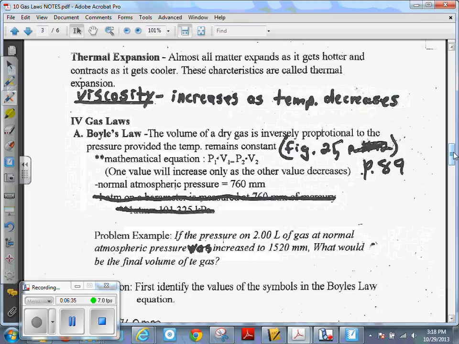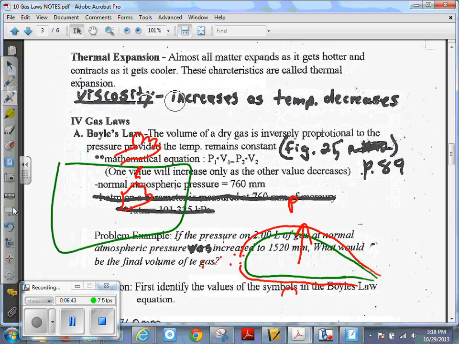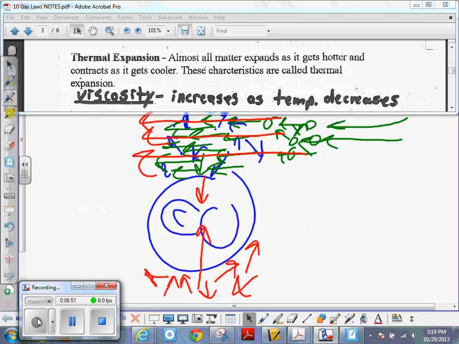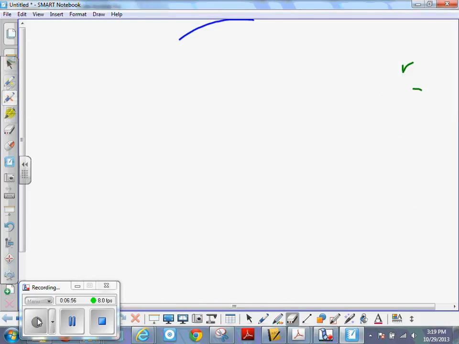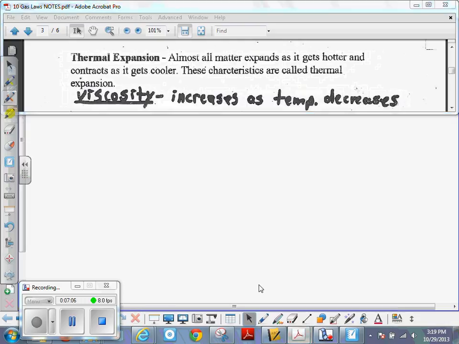Okay, thermal expansion, then. We've talked about thermal expansion about 3 times, haven't we? So you already know about that quite a bit. If we add heat to something, it expands. Do you agree? And as it gets cooler, it contracts. These characteristics are called thermal expansion.